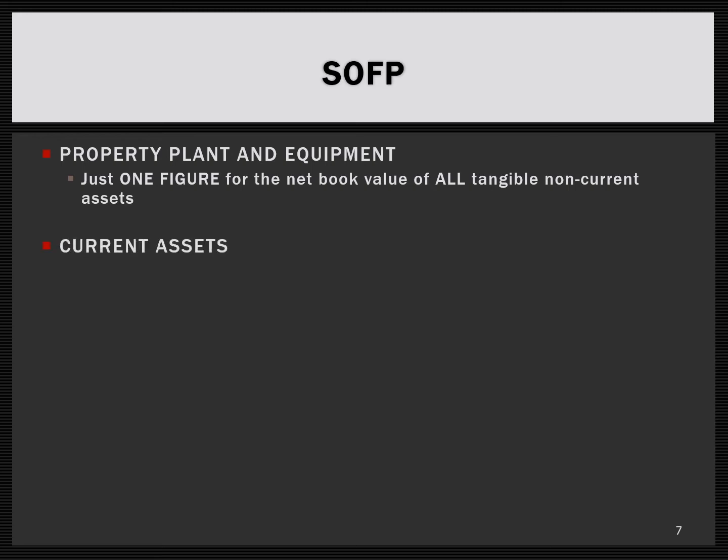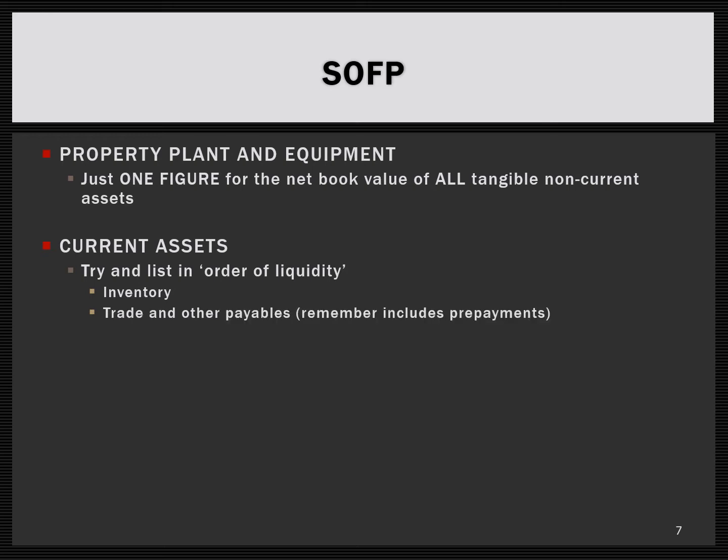Current assets, it's worth making sure that you list those in reverse order of liquidity. So first of all, put in the value of inventory, followed by trade and other payables, and finally bank and cash. That's the order that they will normally appear in.